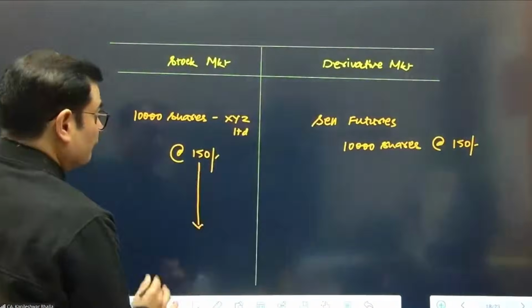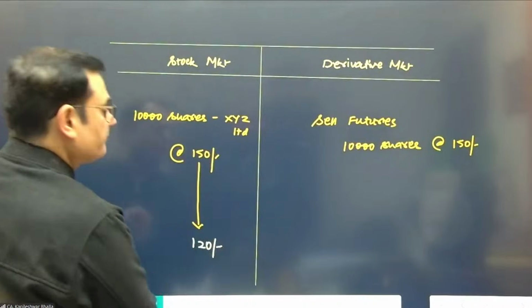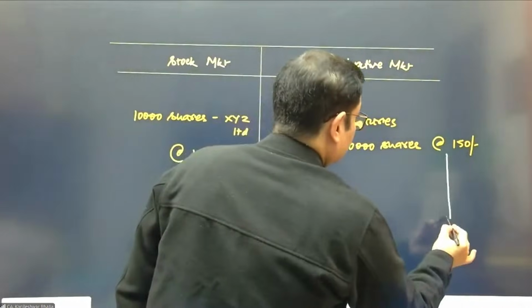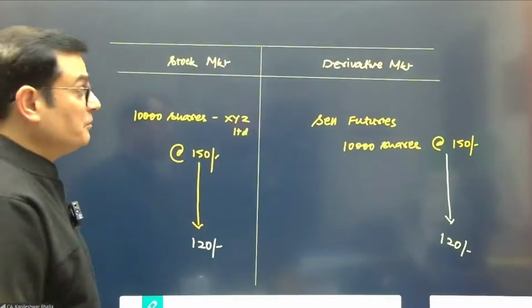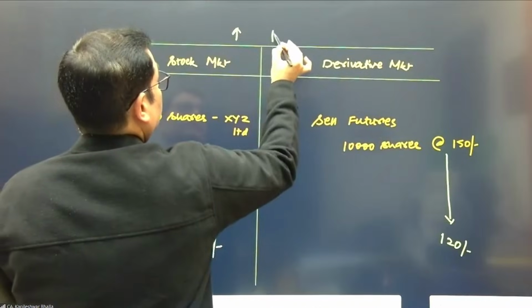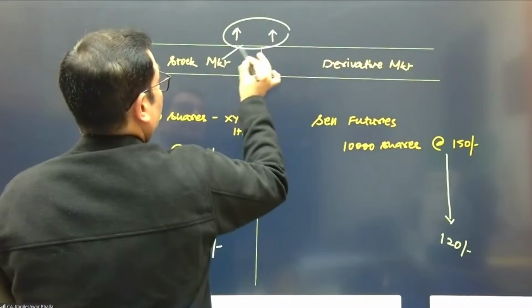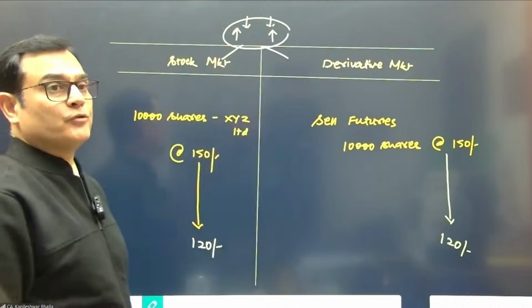One thing you need to be very careful about: let's say the price in the market drops to 120. One thing is very clear, that the price in this market will also drop. So you need to be very clear that if the price in the stock market goes up, the derivative market will also go up. If the price goes down, the value in the derivative market will also go down.